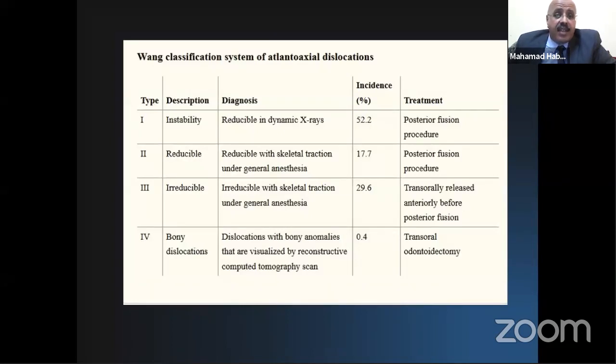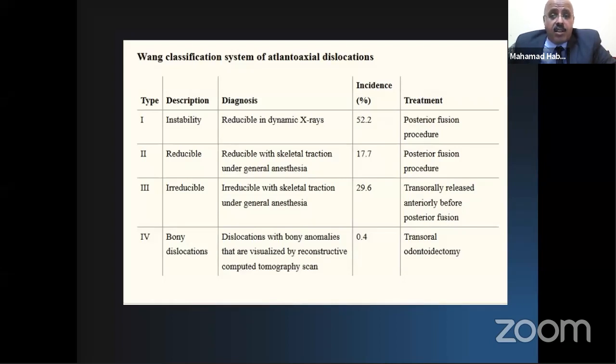Wang has classified atlantoaxial dislocation. He has shown four subclassifications of Wang. In type 1, there is instability. It's reducible in dynamic X-ray. So you do posterior fusion procedure only.